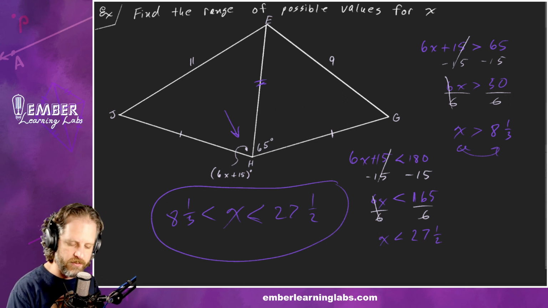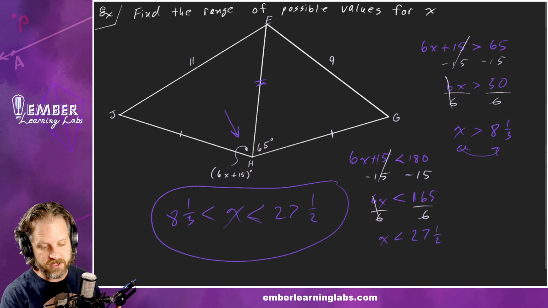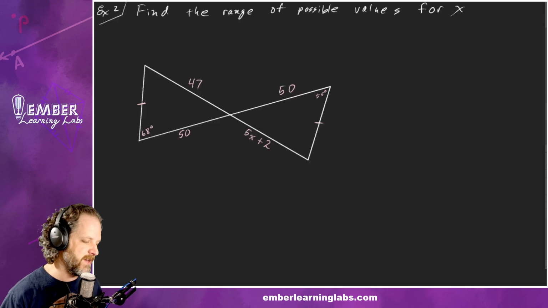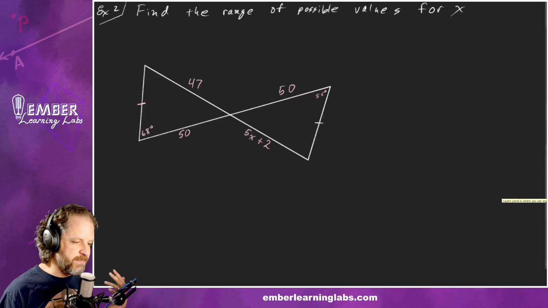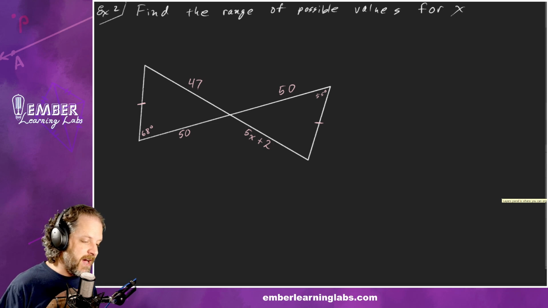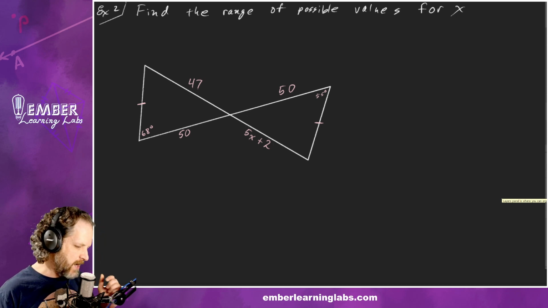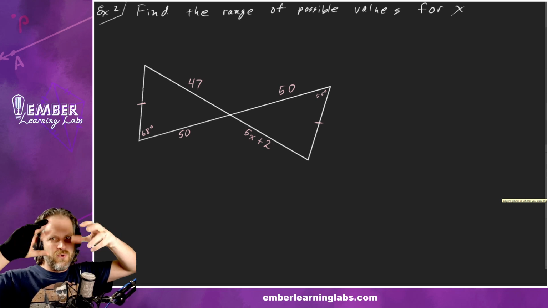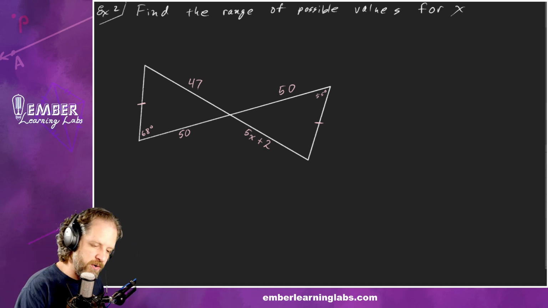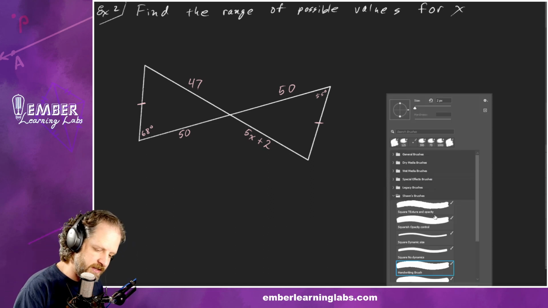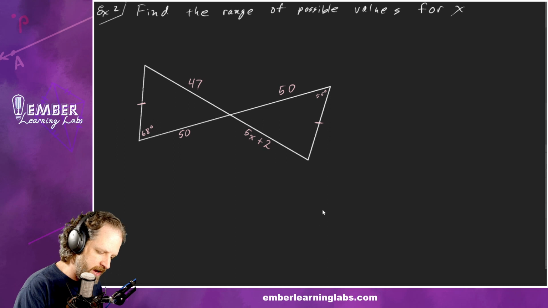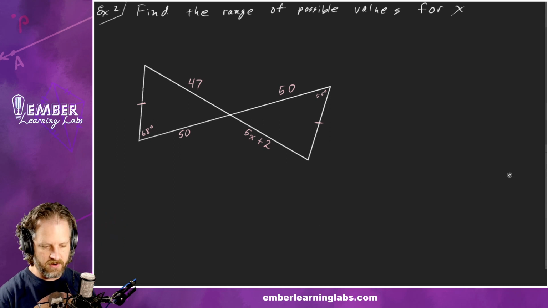So let's do one more of these that's slightly different so we can get our nice well-roundedness. So we're going to, again, find the range of possible values for x. Now, this time we've got a little bit of trickiness because we've got these triangles that have been twisted, right? So, for example, let's show you what I'm talking about. Oh, wrong layer, it's fine.